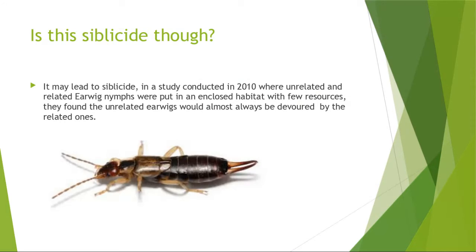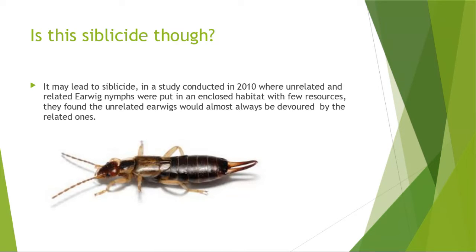Is this siblicide though? Because if multiple different eggs from multiple different mothers are born in a cluster, which in the case of earwigs is actually quite common, then why commit siblicide right off the bat? Well, generally they won't. In a study conducted in 2010, they put earwig nymphs in an enclosed habitat, and they would study ones that were completely related, ones that were mostly related with a small group of unrelated ones, and then ones where all of them were unrelated. And they kept this in a control group against one group with a lot of resources within their cage.